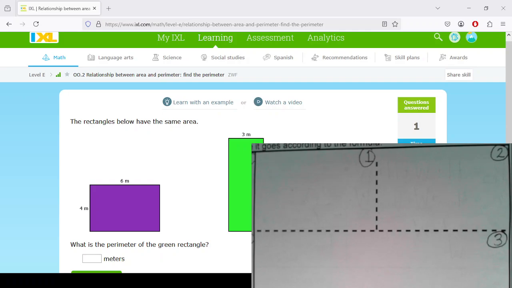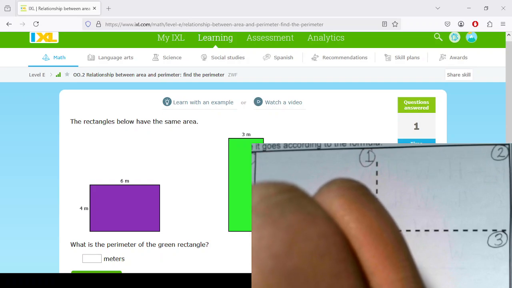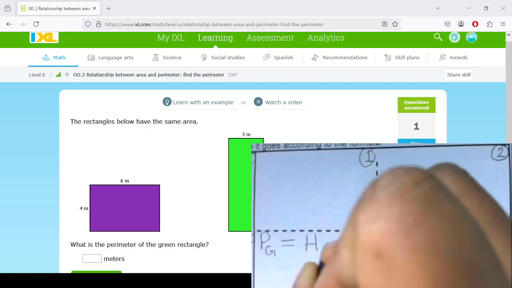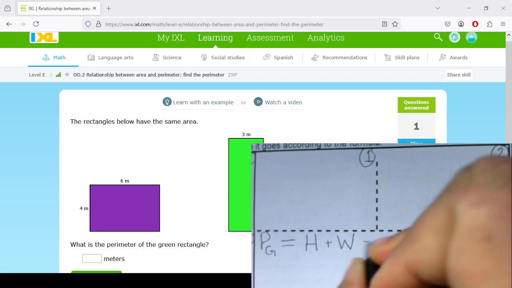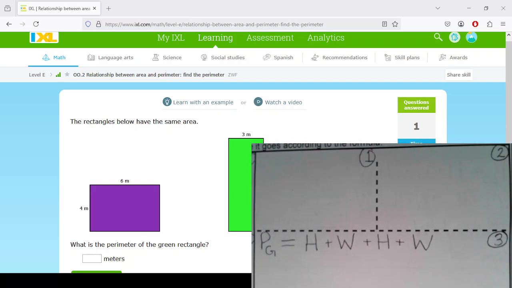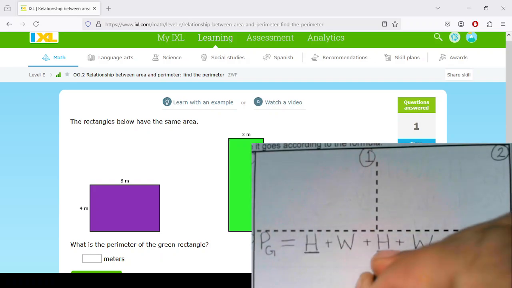So the rectangles below have the same area. And so I'm going to be starting with area. But my question is, what is the perimeter of the green rectangle? So my actual question, perimeter of the green rectangle is calculated by adding up the height and width of every side. I do not know the perimeter. That's what the question is about. I do not know the height. That information is missing in my diagram. So this is the information that I need.